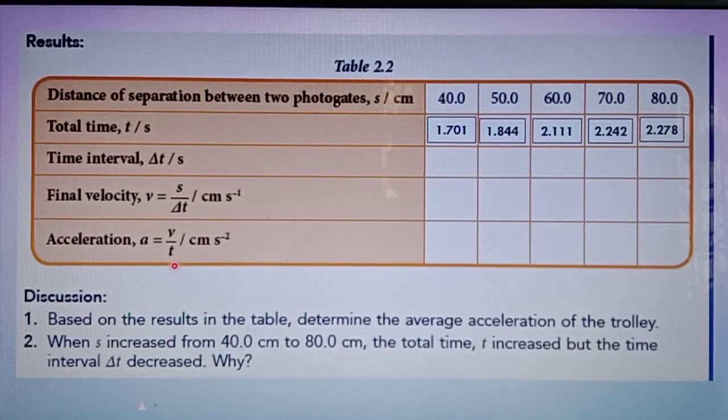Next, we remove the first photogate and let the trolley pass through the second photogate, and record the time taken as delta T. Let's say this is the result.